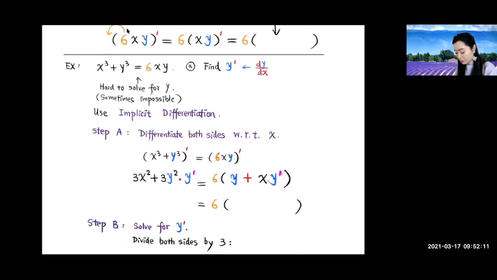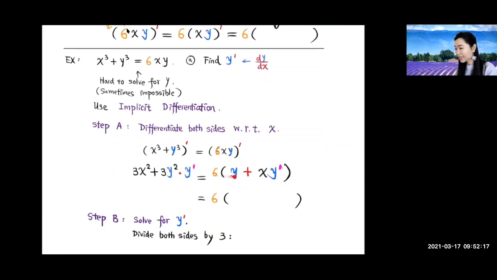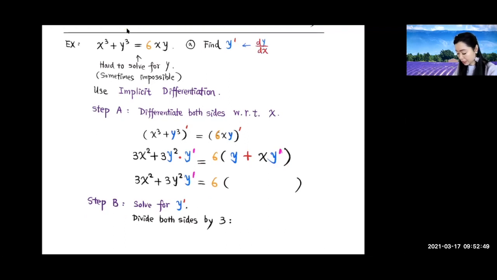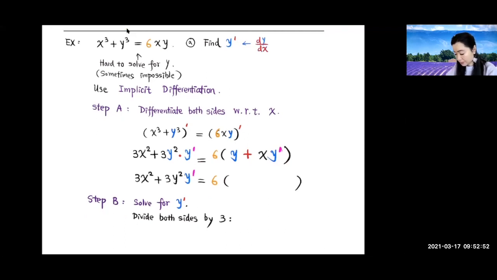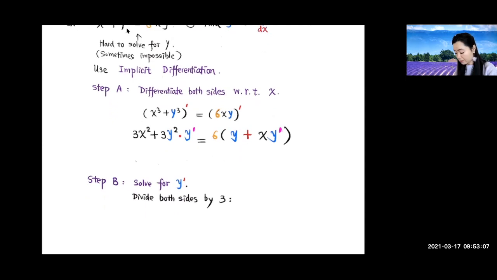Now remember, we're trying to find y prime. Now I can distribute over here. You have y prime over here and over here. So we want to distribute to free this y prime from the parenthesis. I'm going to take this part here away, just like this. So we end up with this. Now we can solve for y prime.